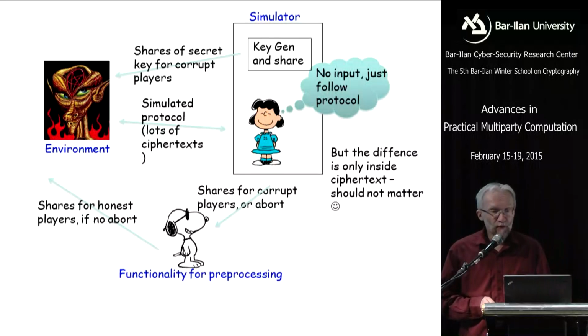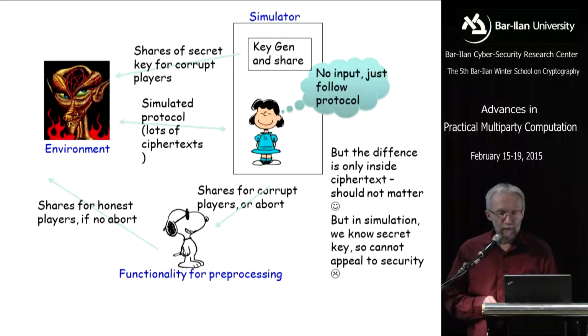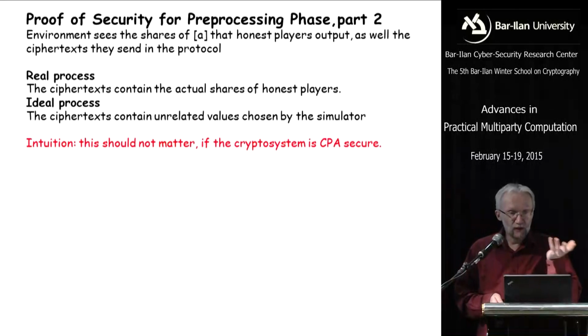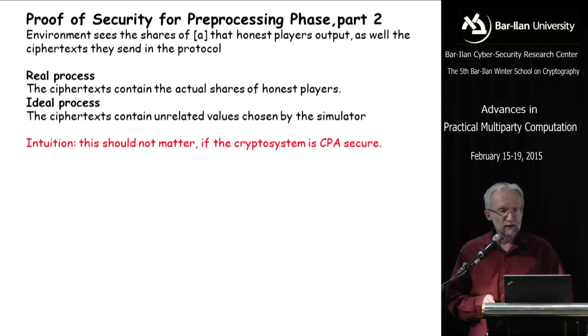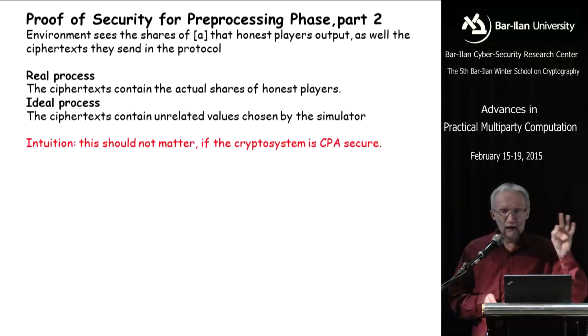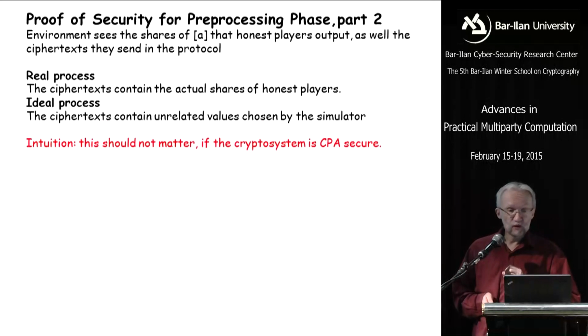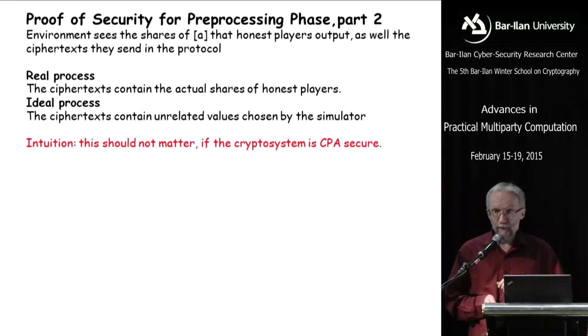Okay, so how do we build a reduction like this? This is the point in simulation. We know the secret key, so we can't appeal to security directly. Here's a recap of the situation. The environment sees the shares of A in the box that honest players output, as well as the ciphertext that's in the protocol. In the real process, those ciphertexts contain the actual shares of the honest players. In the ideal process, they contain unrelated values chosen by the simulator.